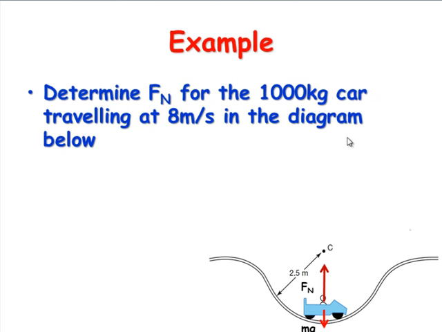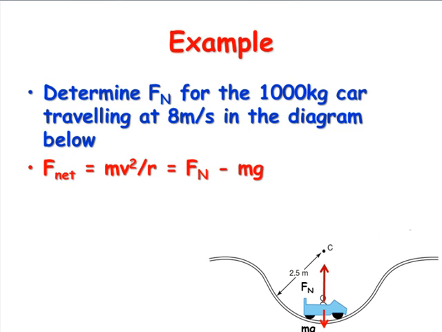So for example, we've got a 1,000 kilogram car. It's traveling at 8 meters per second. Work out the normal reaction force. So if we look at our equation, the net force, that's our centripetal force, mv squared on r, which is Fn minus mg. Now we're trying to locate Fn.